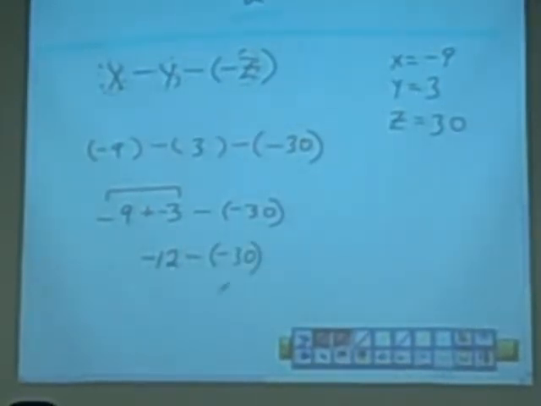And now we look at make the minus sign a plus, change the sign to the next number. And so if you have to, off to the side, 30 and negative 12. I'm going to borrow, right? And so that'll be 18. One of these? Yeah, sure.